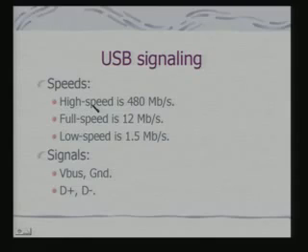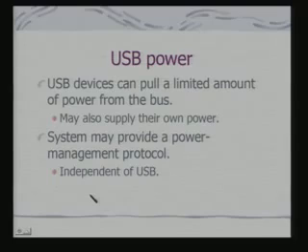Typical speeds: it is a high-speed bus, up to 480 Mbps, in fact 12 Mbps, and the lowest speed is 1.5 Mbps. The signals are basically VBUS, which is the power signal, and the ground, and the other signals are D plus and D minus. These are the differential levels for communicating the data.